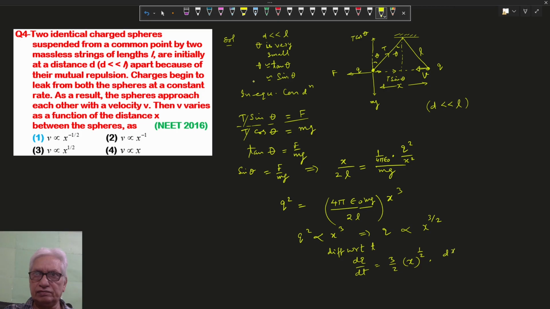and by chain rule dx by dt, that is velocity. In this question, this rate of leaking charge, that is constant. So this differentiation will be 0, 3 by 2 goes to the other side, 0 equals x to the power half times the velocity, or velocity is inversely proportional to x to the power half, or x to the power minus half. So option 1 is correct.